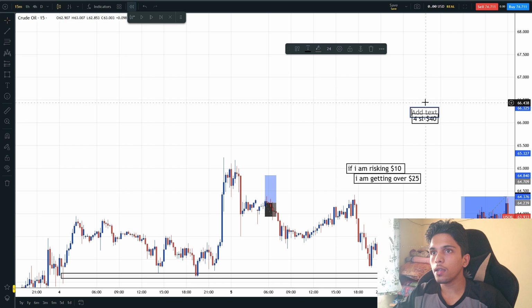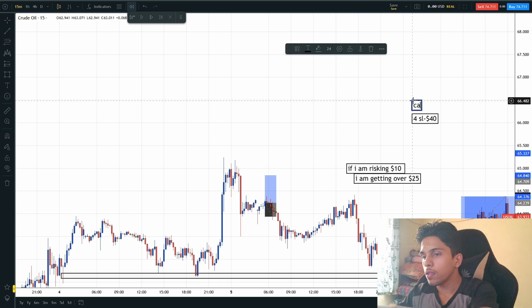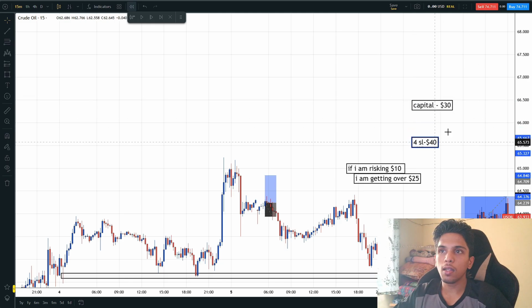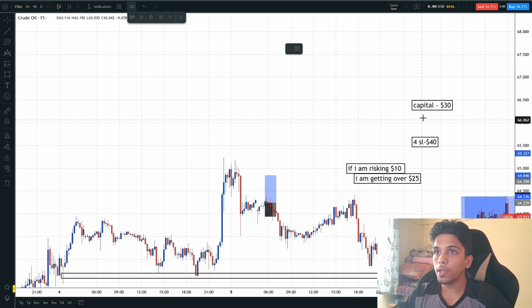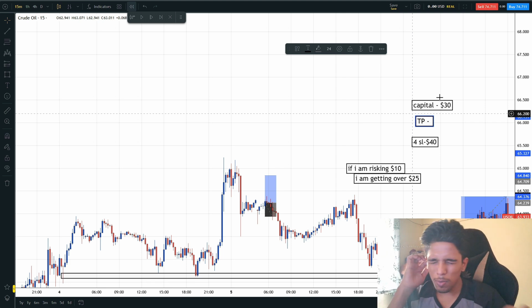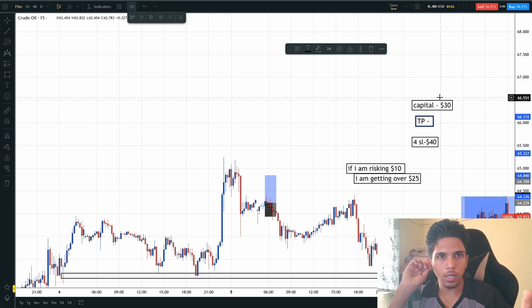Then I have a capital of about $30. Capital is equal to $30. The first time I get a TP, the first TP is equal to $23. I hit a $23 TP. Okay, my $23.